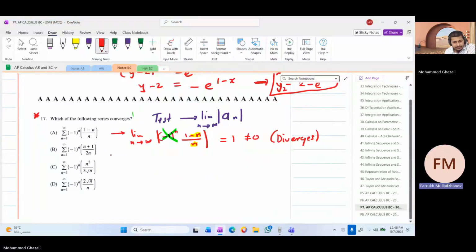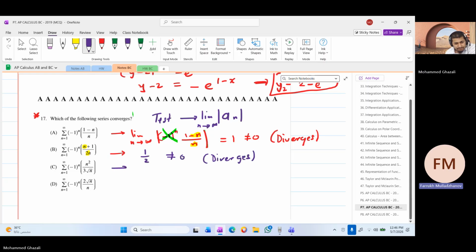Same method. What do we get? What is this? n and 2n. So divide the top and the bottom by n, the highest degree of the denominator. So you get a half, which is clearly not equal to 0. So that also diverges.